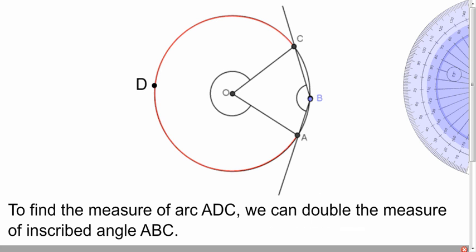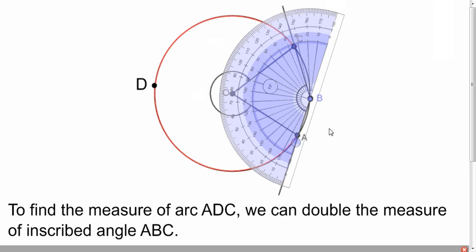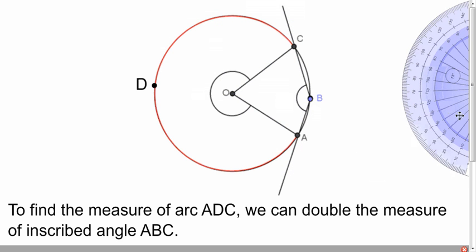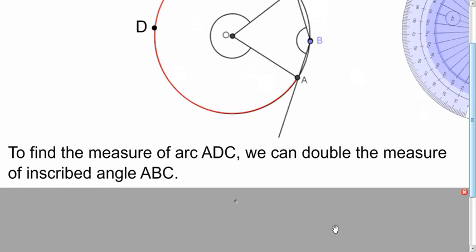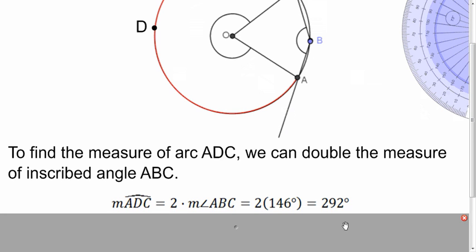So here's what mine looks like. And we know one way to figure out what the major arc measures is by doubling the measure of the inscribed angle. So let's do that right now. So remember, start at 0 over here. And we end up with 146 degrees. And so if we double that, we get the measure of this central angle, which is going to be the same as the measure of that major arc. So we double 146 degrees and get 292 degrees.